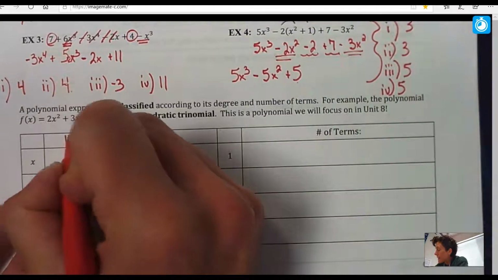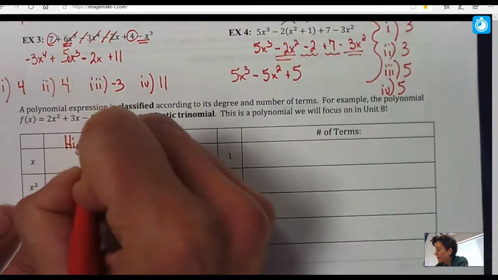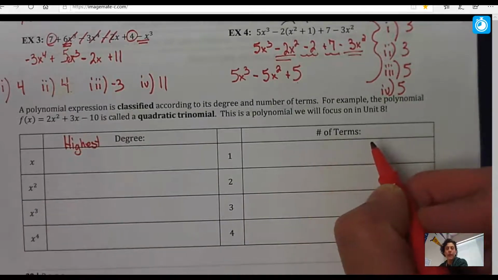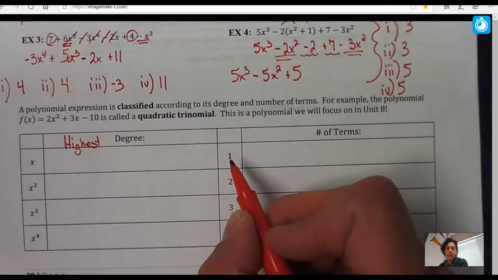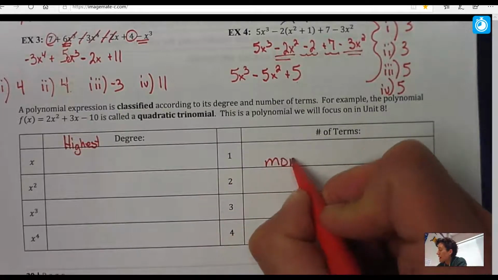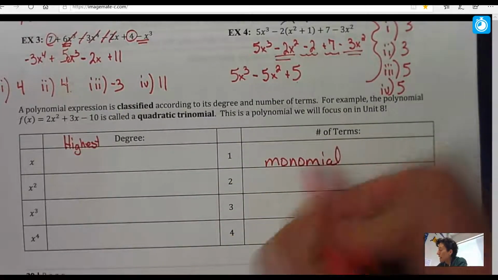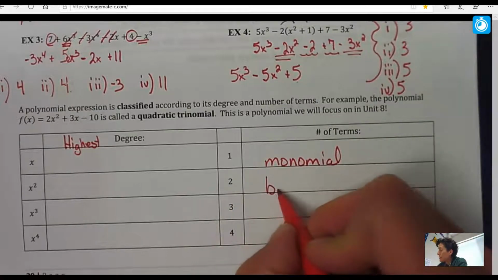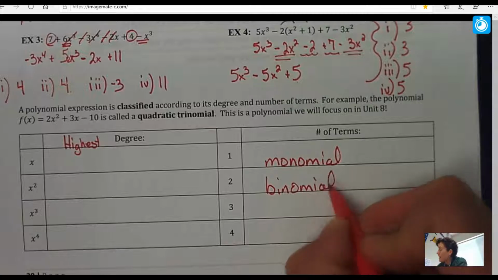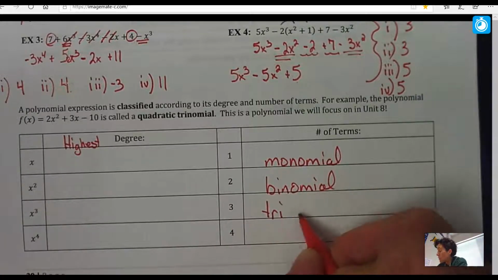So anyway, we are going to classify it based on its degree. So let's add to that its highest degree and the number of terms. All right? So I like to start with the number of terms. If there's one term, it's going to be known as a monomial. If you see two terms, then it's a binomial. Three terms would be a trinomial.